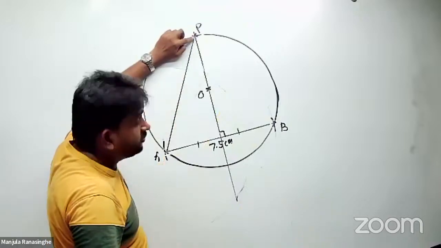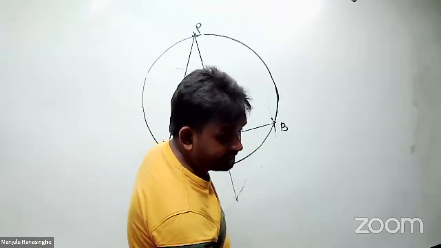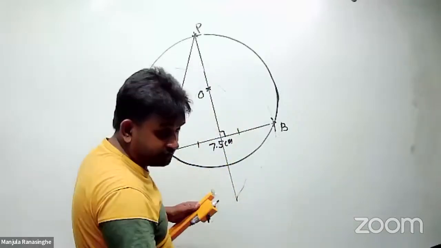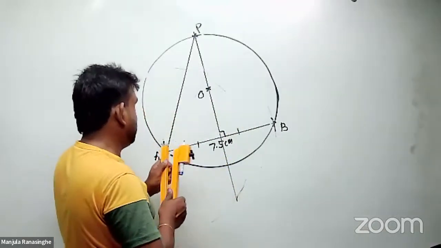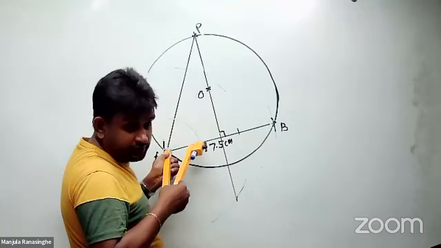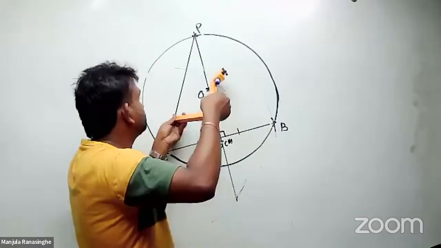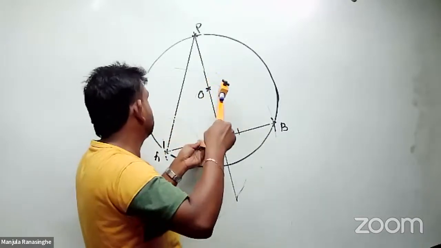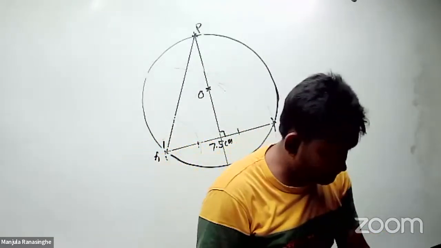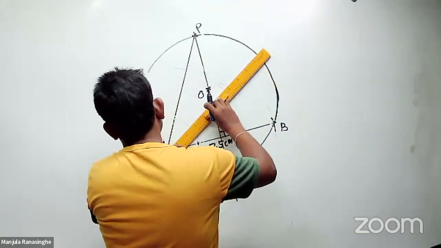Now interior bisector of PAB. Bisector of PAB means angle bisector. So you have to create an angle bisector here. How to do the angle bisector? See here. So make this angle, right, and you create an arc, make the distance more and make another arc this way. Okay. Then connect this bisector.